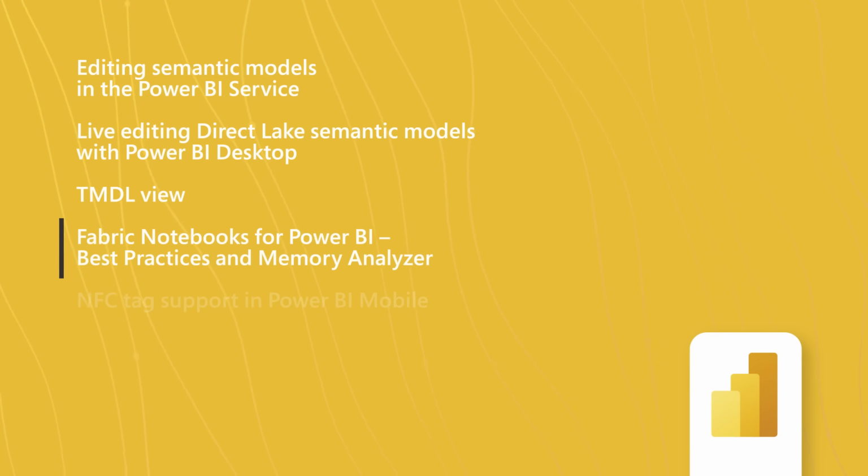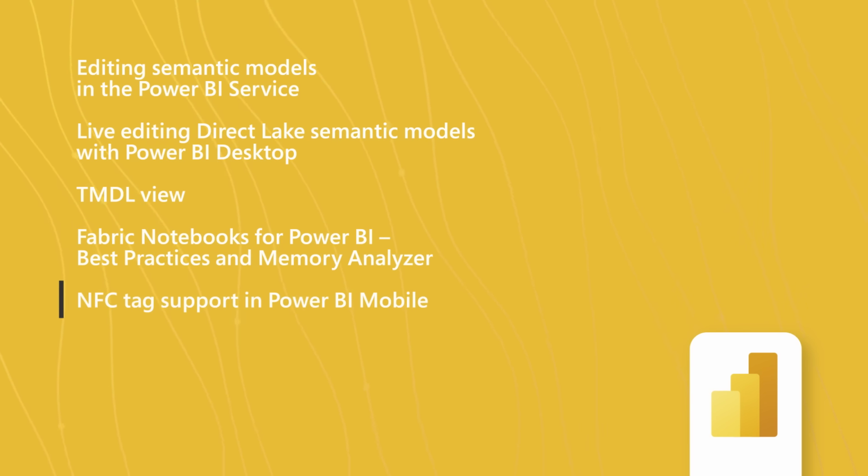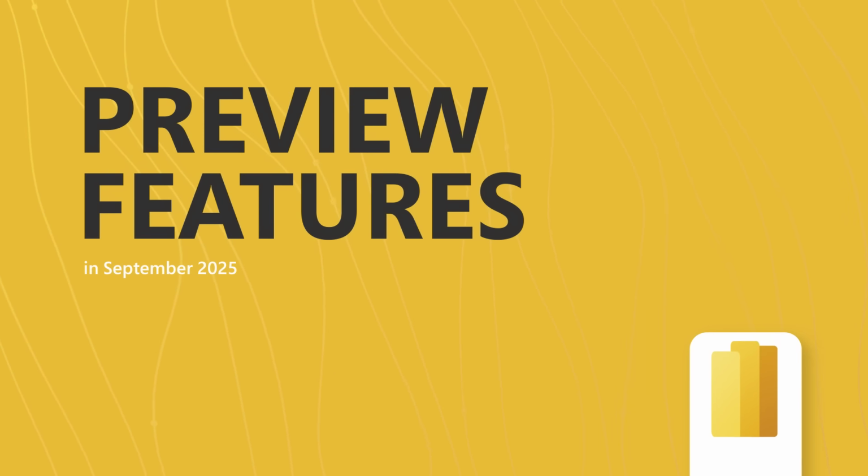Fabric notebooks for Power BI. Now you can get Python-powered insights with best practices and the memory analyzer. NFC tag support in mobile. Tap your phone, launch your report. That's your GA features for this month. Let's jump into the preview features.